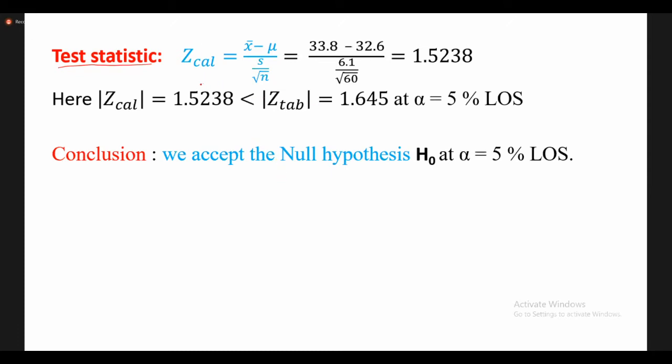Now see here, Z calculated is x bar minus mu by s by root n. We know the formula values. Just substitute them and simplify, and you can get the Z calculated value. Once all of you check, is it 1.5238 or not?